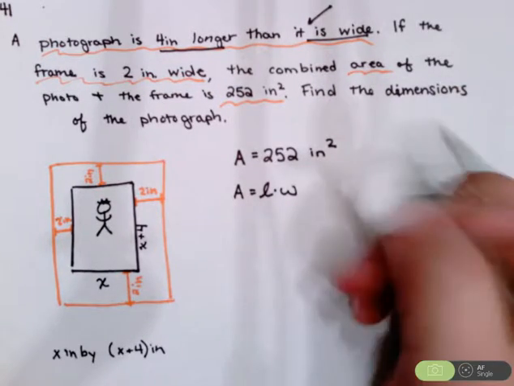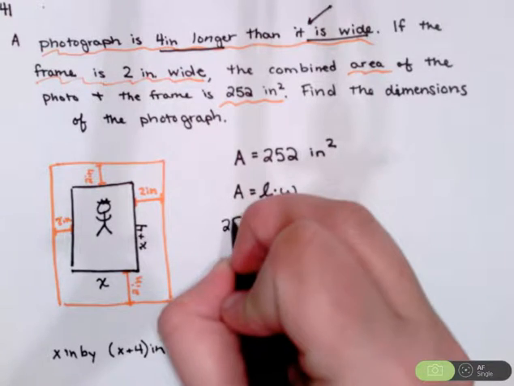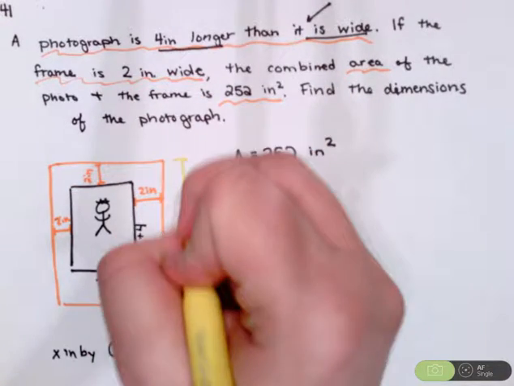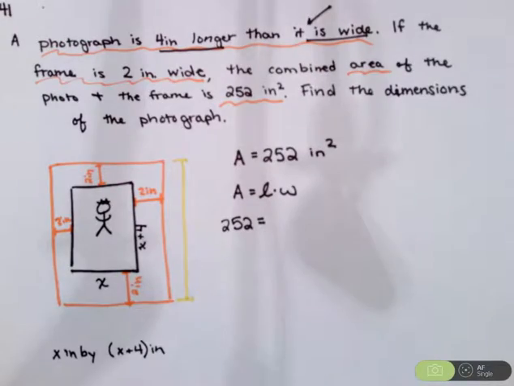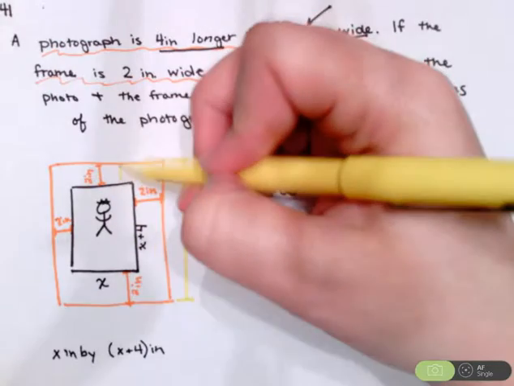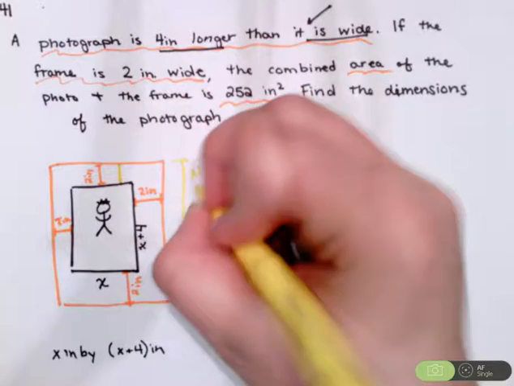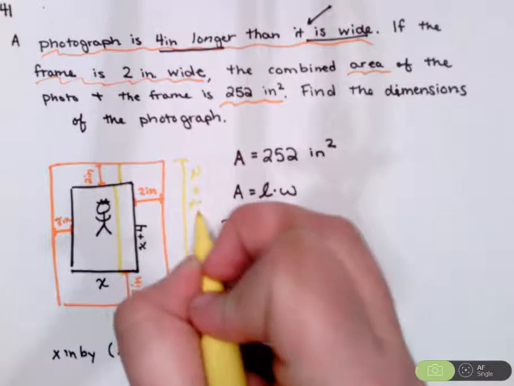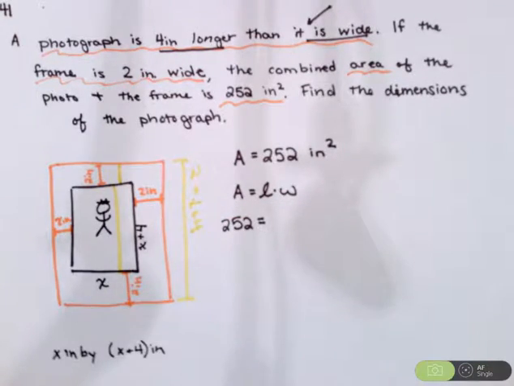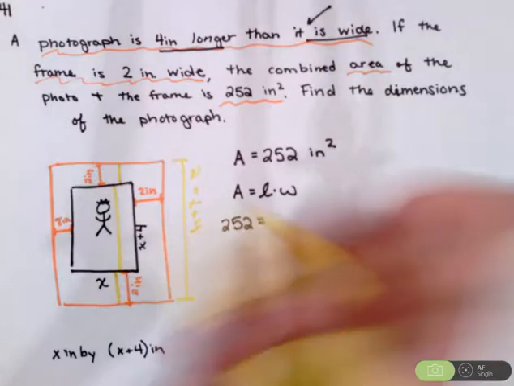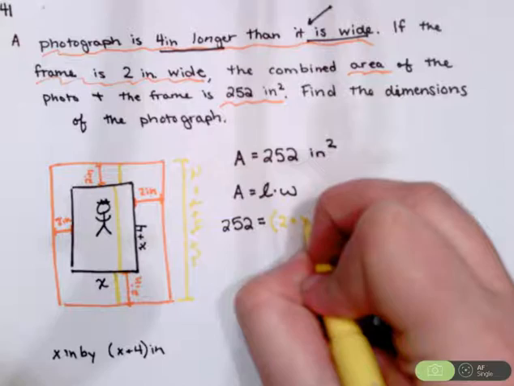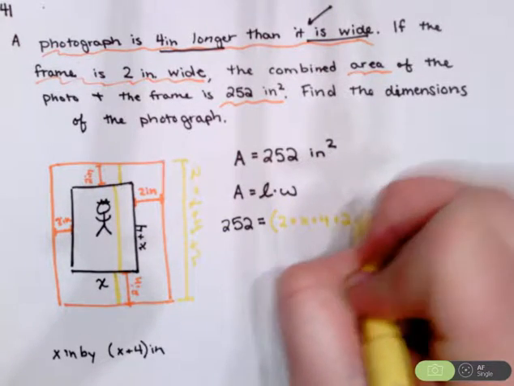Let's plug in what I know. I know my area is 252. I don't know my length, but I can come up with an expression for my length. If this is my length, and I'm going to write in yellow, it might not be the prettiest, this all is my length. That length is made up of this 2 inches plus all of the photo, which is x plus 4, and then the other part of my frame, which was 2 inches. So my length is 2 plus x plus 4 plus 2.